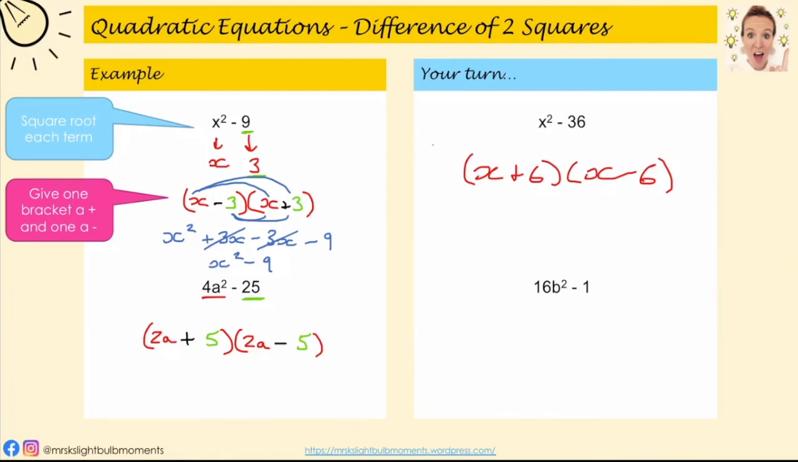For this next one, we should have 4b plus 1 and 4b minus 1, because the square root of 16b squared is just 4b, and the square root of 1 is 1. Okay, any root of 1 is just going to be 1. I hope we're happy with that.